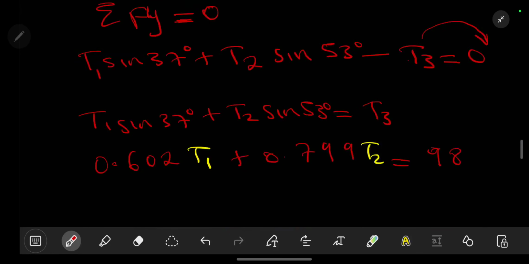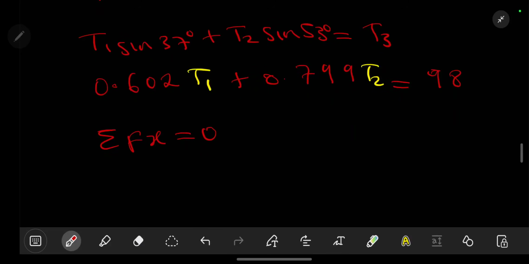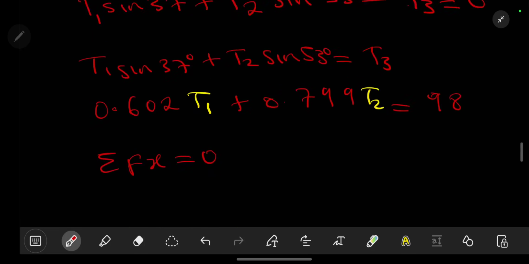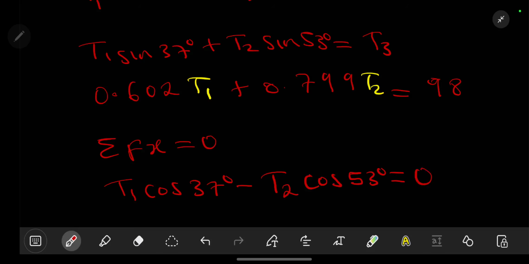We are going to say summation of forces in the x as well. Summation of forces in the x should also be equal to 0. So these forces, we have one force acting in this direction, which is our T1 cos of 37. They are going in opposite directions, therefore we must subtract them. So we have our T1 cos of our 37 degrees minus the T2 cos of our 53 degrees should be equal to our 0.